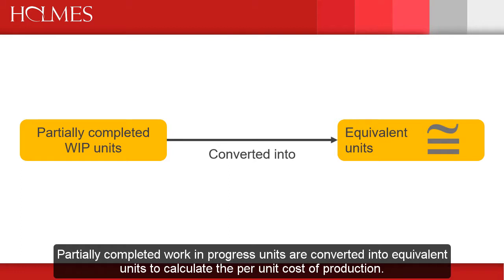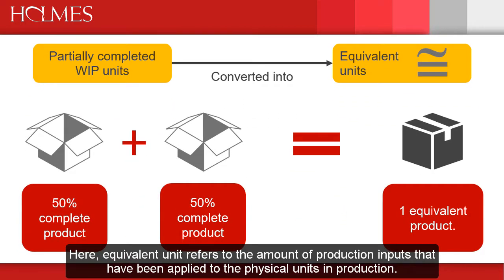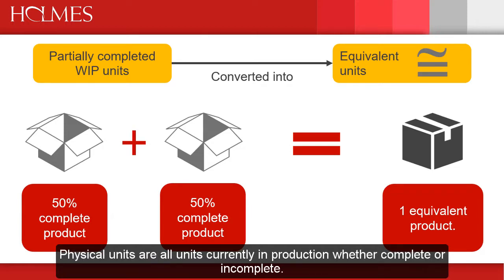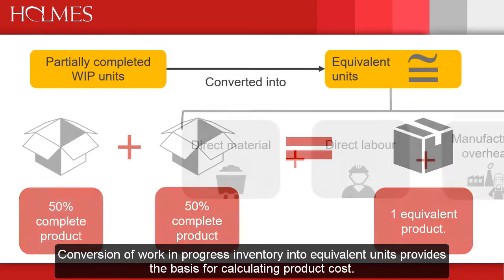Partially completed work in progress units are converted into equivalent units to calculate the per unit cost of production. Here, equivalent unit refers to the amount of production inputs that have been applied to the physical units in production. Physical units are all units currently in production, whether complete or incomplete. Conversion of work in progress inventory into equivalent units provides the basis for calculating product cost.